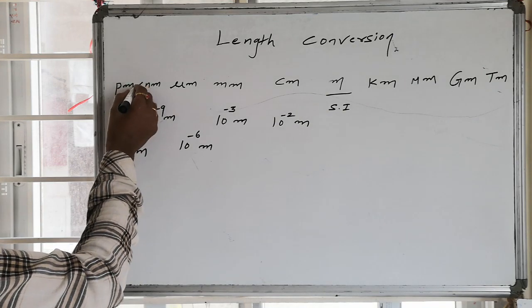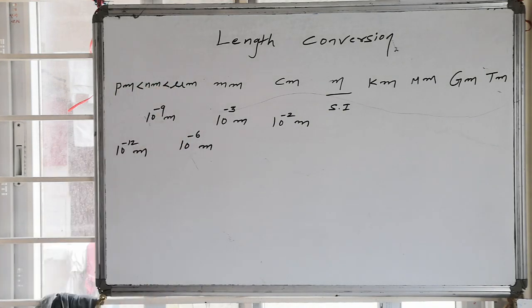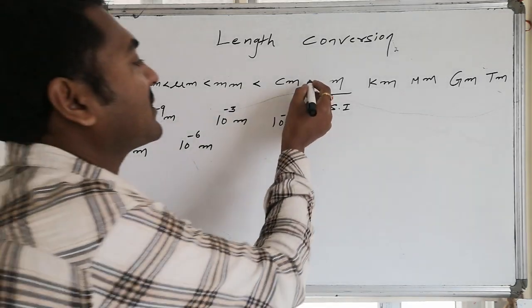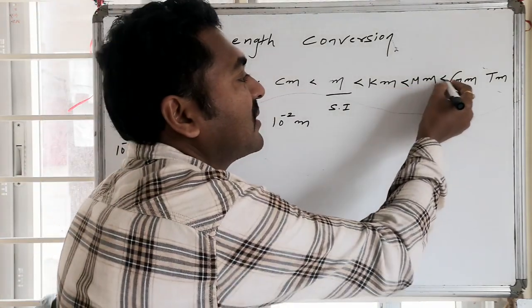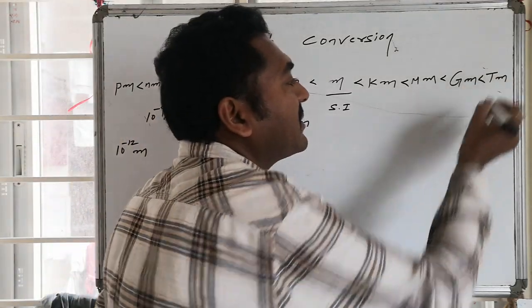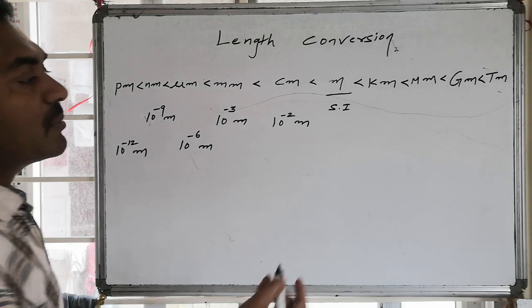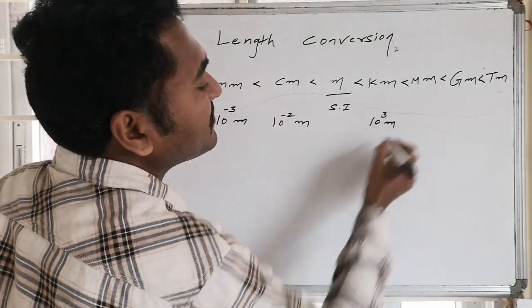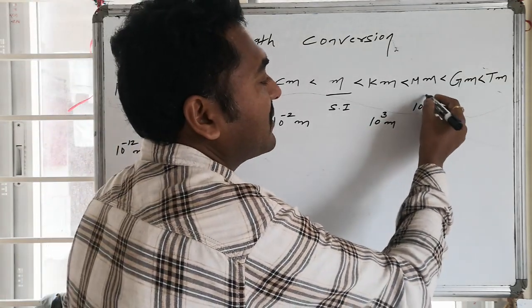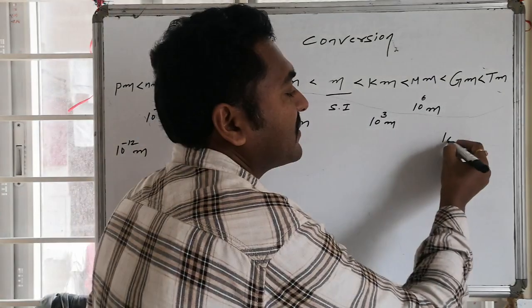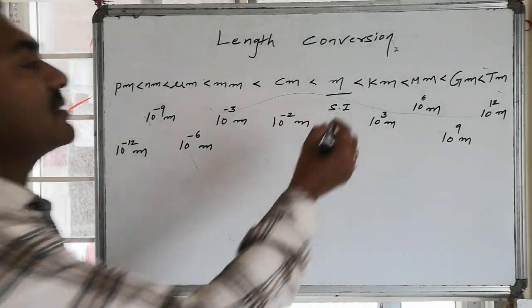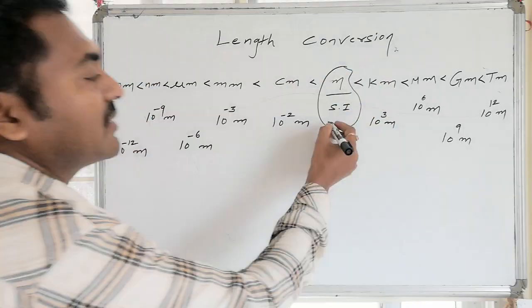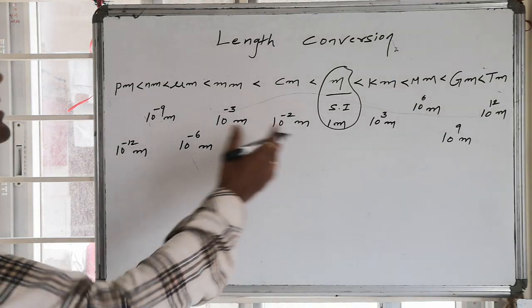So therefore we can write, compared to picometer, nanometer is greater; compared to nanometer, micrometer is greater; compared to micrometer, millimeter is greater; compared to millimeter, centimeter is greater; compared to centimeter, meter; compared to meter, kilometer; compared to kilometer, megameter is greater; compared to megameter, gigameter; and the last one is terameter. Kilometer stands for 10 power 3 meters, megameter with capital M stands for 10 power 6 meters, gigameter for 10 power 9 meters, and terameter for 10 power 12 meters. If I take the meter as the reference, that is 1 meter, all of these are smaller units.